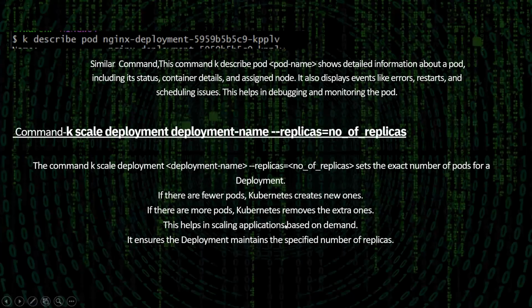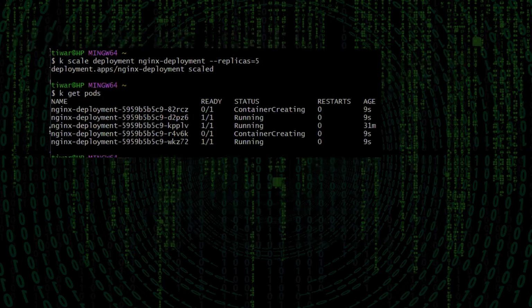It ensures the deployment maintains the specified number of replicas. This helps in scaling the application. So I write k scale. Why k? Because I aliased kubectl to k, and with the help of k we can write small commands. We don't go with the lengthy command. Here the basic thing is mentioned, and the nginx example is there.